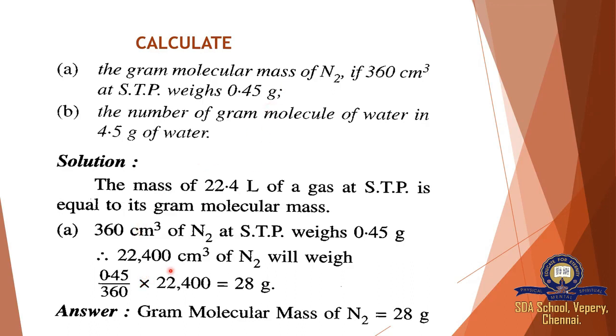So 22.4 liter of N2 will weigh, the weight is 0.45 and then the volume, so totally it gives 28 gram. The gram molecular mass of nitrogen molecule is 28 gram.